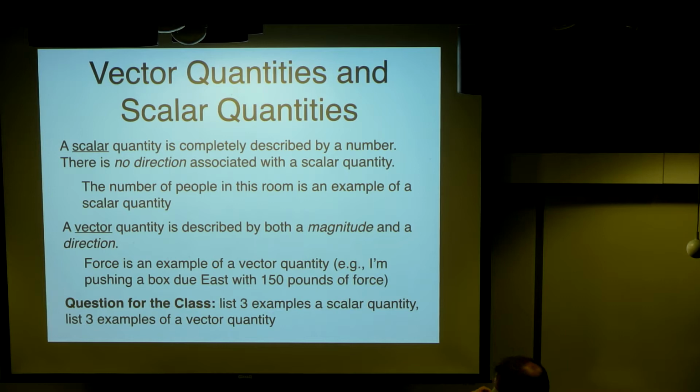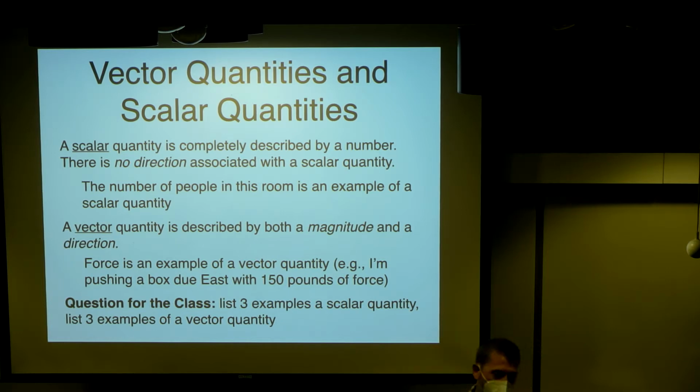So let me just give you a couple examples, right? The number of people in the room. If I said there are 20 people in the room, that would make sense. If I said there were 20 people in the room east, that just doesn't mean anything, right? There's no direction associated with that type of quantity.